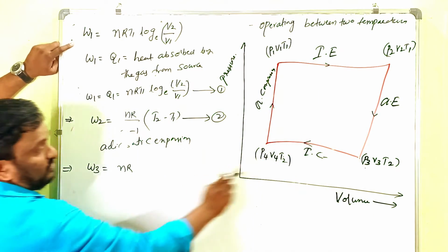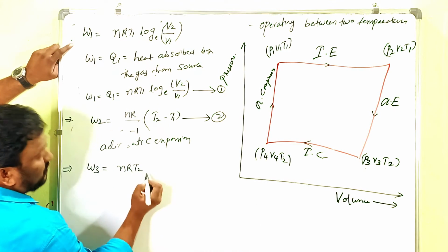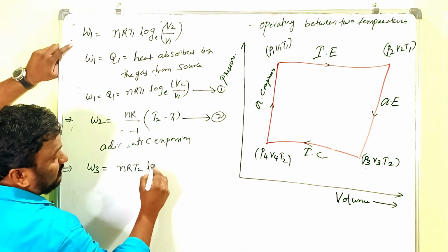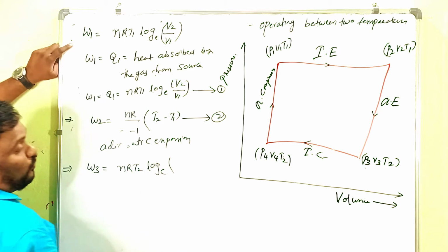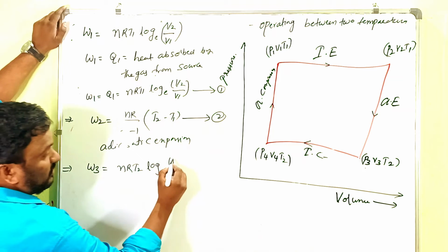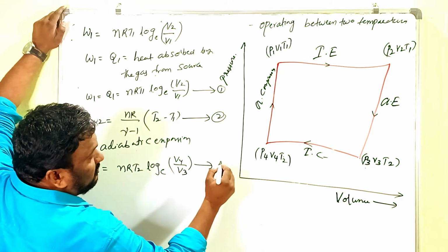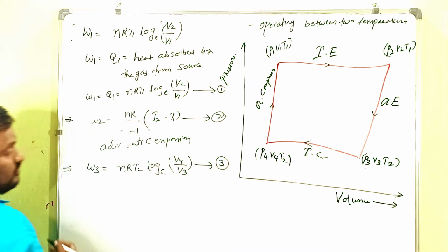And now here the temperature is T2, so instead of T1 you write nRT2. And there should be log of the volume change, from V3 to V4, that is V4 by V3. We can write this as equation number 3.